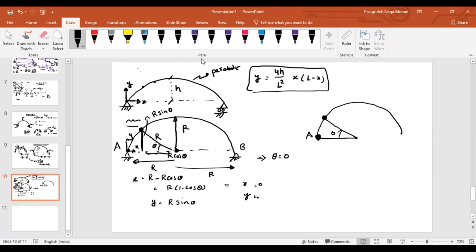If I want to find out the coordinates of point B, what is the angle I have to consider? If I'm talking about here, I'm taking it as 0. If I talk about the peak, what is the angle that I should consider? 90 degrees. Then what about at B? If it further goes to that side, 180. Getting to here, 180.